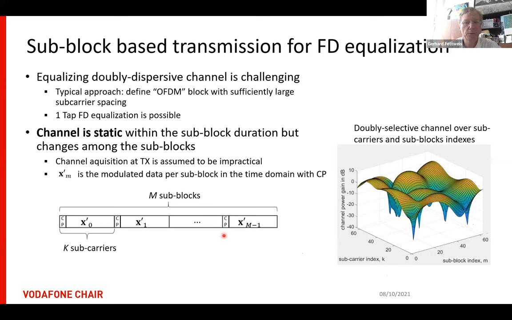The same way as we do it with a cyclic prefix in time with a delay spread, we could do it here with a Doppler spread. And therefore, we basically have to look at that.